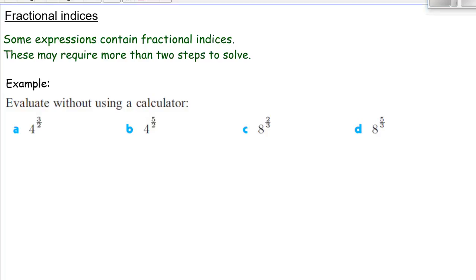I am now going to look at fractional indices. Now, some expressions can contain fractional indices. If that happens, we need to use a different mathematical process that may involve more than 2 steps to solve. And I'm going to explain that using these examples here. So I'll start with the first example here.